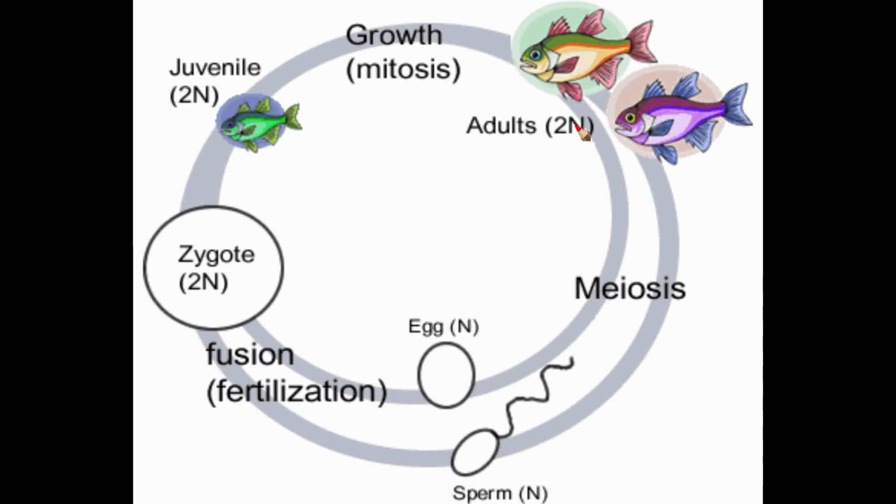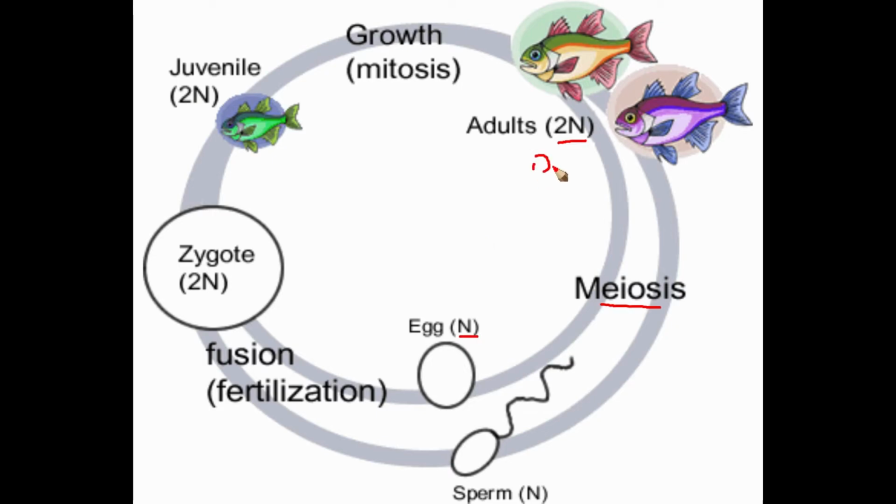Now, if they produced sex cells, eggs and sperm, through mitosis, then the eggs and sperm would both have 2n, the full number of chromosomes. And when they join together, the zygote, or the offspring that results, would have double the number of chromosomes. In fact, the number of chromosomes would double every generation. So meiosis is often called a reduction division, because it reduces the number of chromosomes from 2n, the diploid number, where there are 2 of each chromosome, to n, the haploid.